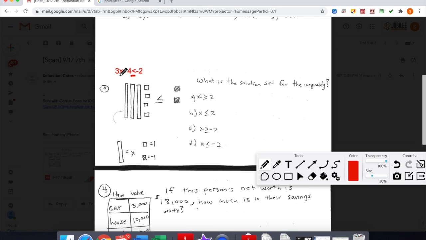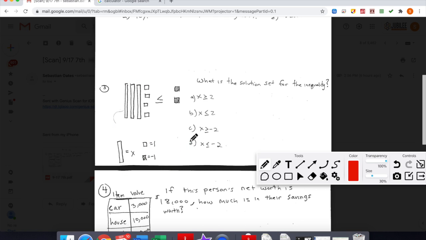The first thing we're going to do is get rid of this plus 4. The way we do that is subtract 4 from each side. So we're left with 3x is less than or equal to -6. To separate this 3 from this x, which are together through multiplication, the only way we can separate them is by division. So we divide both sides by 3, and we're left with x is less than or equal to -2, which gives us answer choice D.